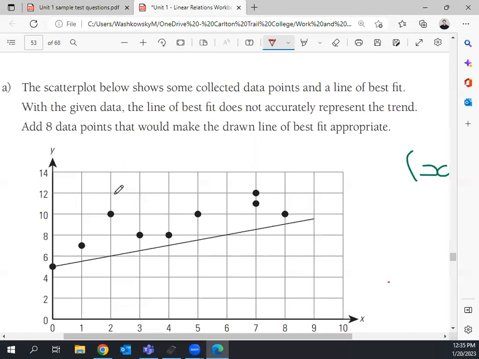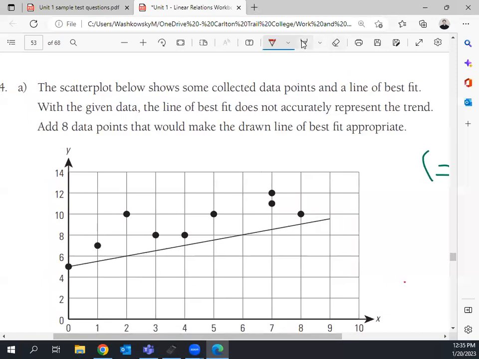Okay, so going straight into it here. What we want to do is add 8 data points that make this line of best fit appropriate. Because remember, when you draw a line of best fit, you want an equal number of points on the top and an equal number of points on the bottom. Right now there are 8 points on the top, so I need to put 8 points on the bottom, and you want your line to be between the 2 sets of points. So what do you think I could do in order to make this line of best fit work? I know I need to draw 8 points, but how do I know where to put them?